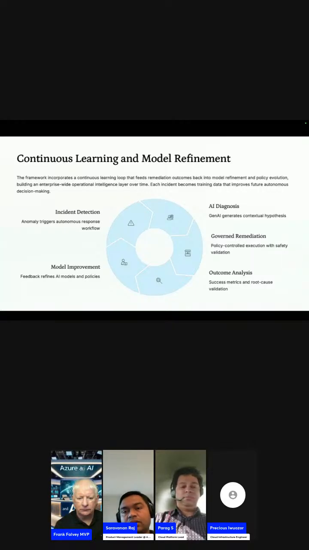And the third part of the flywheel would be the governed remediation. This is where I talked about the policy-controlled, safety-checked, validated production code or config change, and finally it would be the outcome analysis. Let's say if a human was involved, this might have taken like 90 minutes for resolution, versus the completely autonomous remediation, which took less than say 10 minutes. And where do we have the opportunity for further improvement? Did it diagnose the root cause effectively, or were there some issues with the root cause validation? All that becomes a model's input for further refinement over a period of time. So it continuously learns and becomes better.